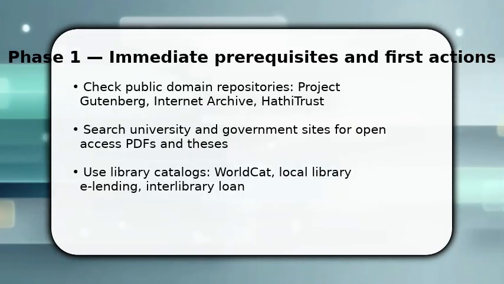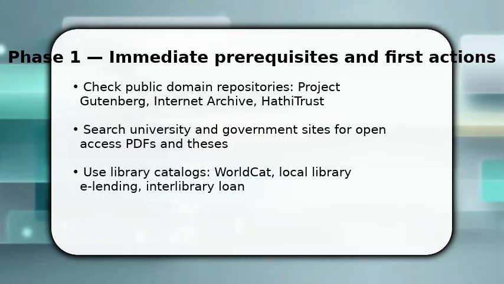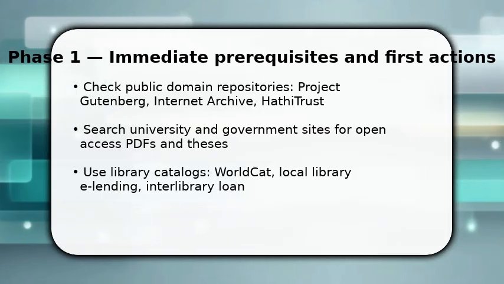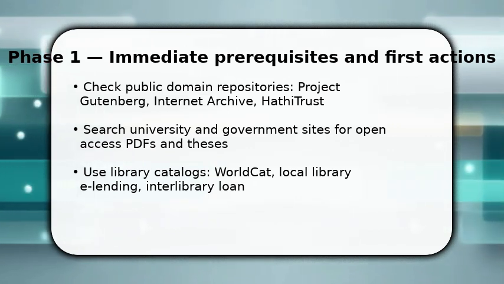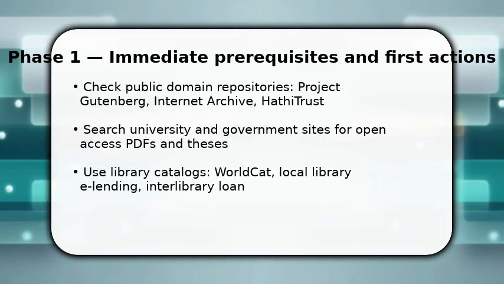Once done, check your local library's e-lending and interlibrary loan options. Many have instant PDFs or temporary downloads. Make sure to use catalog metadata, ISBN, edition, and publisher. That avoids wrong files. This approach saves time and keeps you on the right side of copyright while maximizing coverage.